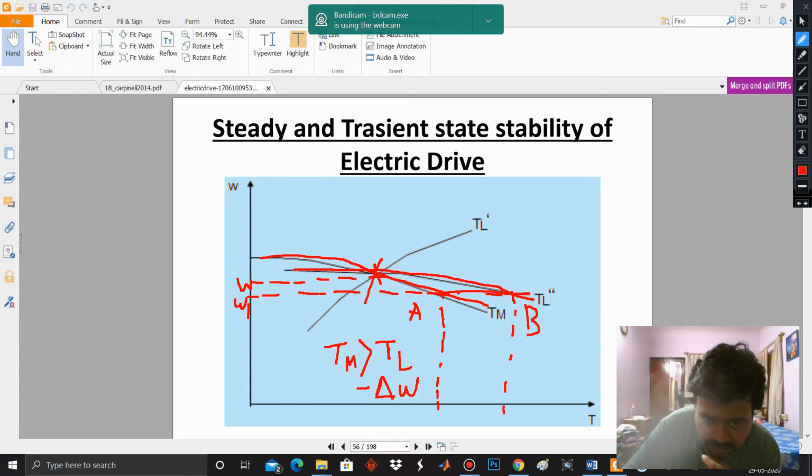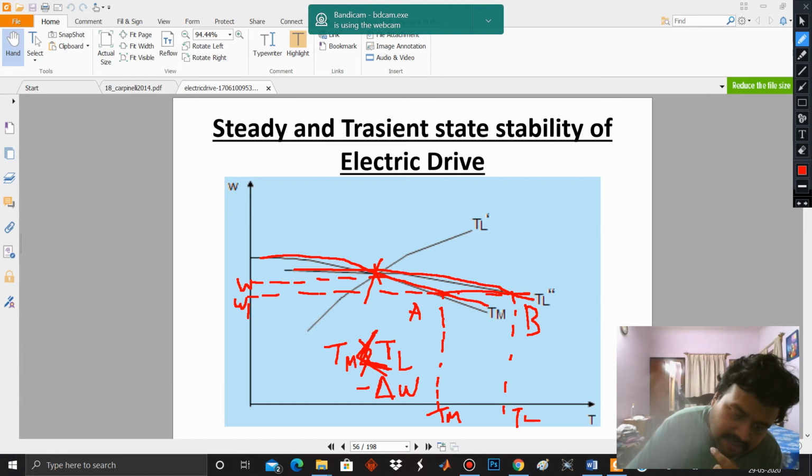So here, sorry, I made a mistake. This should be tau m less than tau L. So if you see the intersection, tau m is lesser than tau L. So if you see the torque here, this is tau m and this is tau L. So tau m is lesser than tau L. So for the negative acceleration, because speed is reducing, tau m is less than tau L. That means the disturbance is causing a system slowdown or reduction in speed. Now tau m is also less than tau L. That means if tau m is less than tau L, what will happen? The speed will reduce even further and the system will collapse and the motor will slow down to 0.